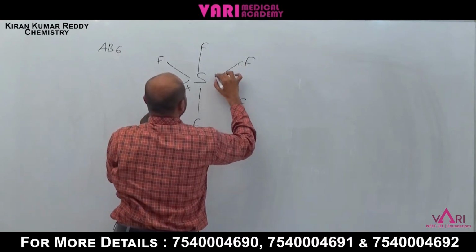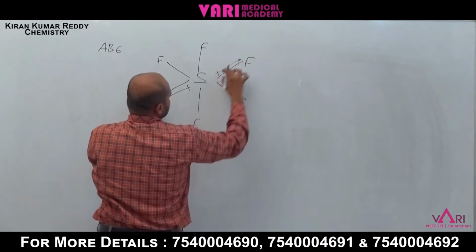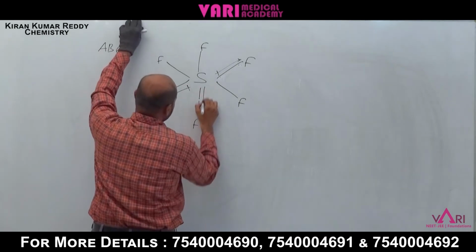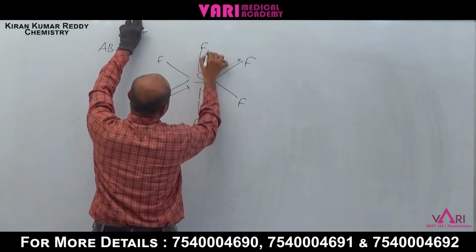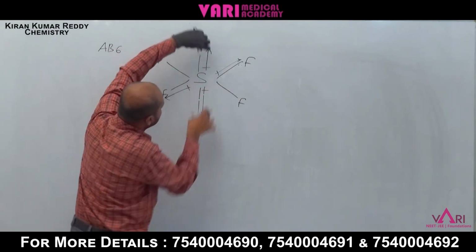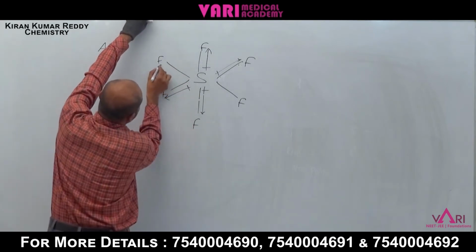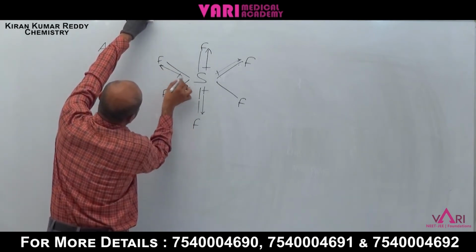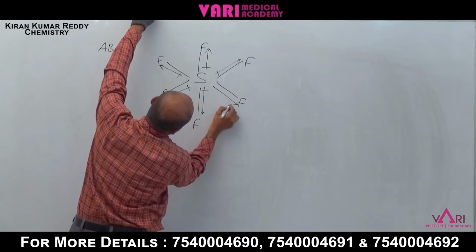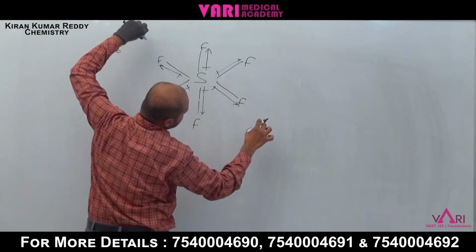If this one is in this direction and this one also in this direction, opposite vectors are cancelling. Here also fluorine to sulfur to fluorine, here also sulfur to fluorine. Now dipole moments are 0.